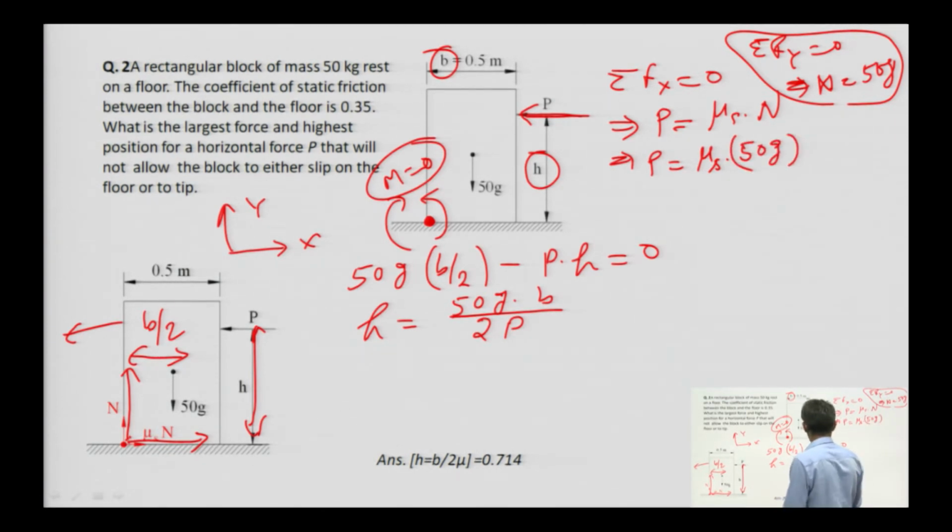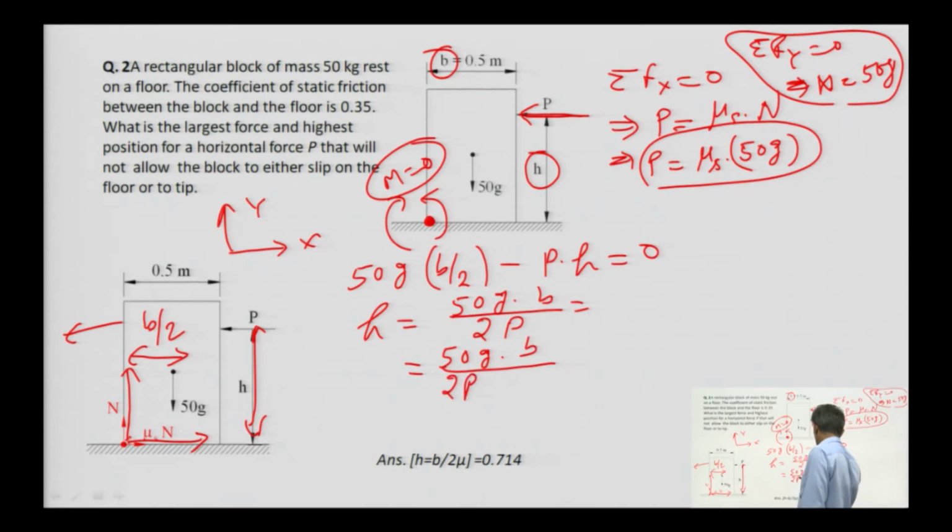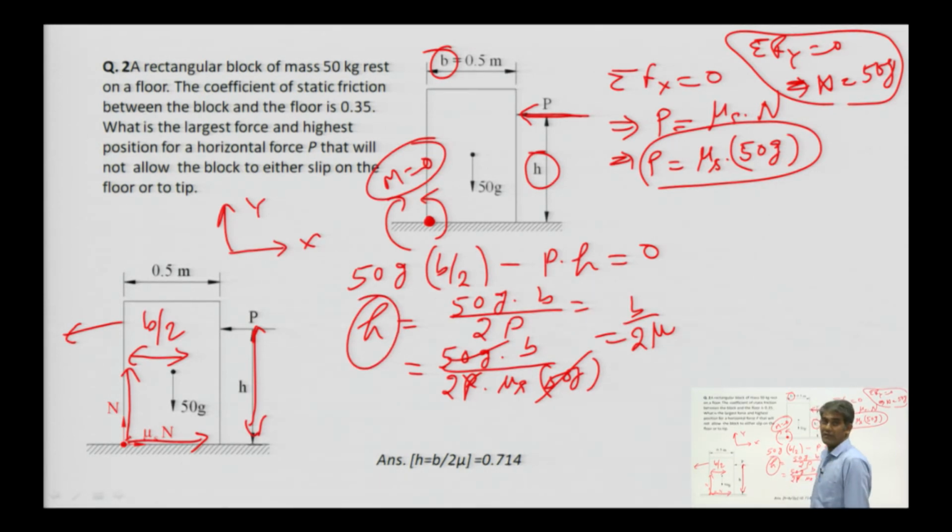By putting the value of p in this expression, what will we get? We will get 50 g into b divided by 2 p into mu s into 50 g. The 50 g will be cancelled out. p will not be here because we are replacing the value of p. Then it will be b upon 2 mu. So, this is the maximum height.